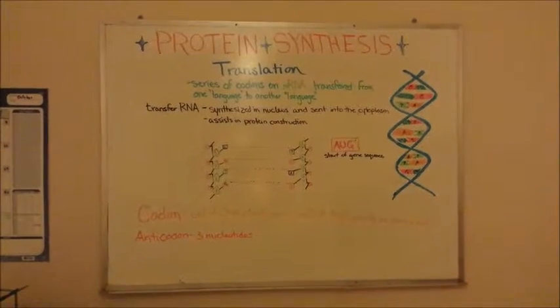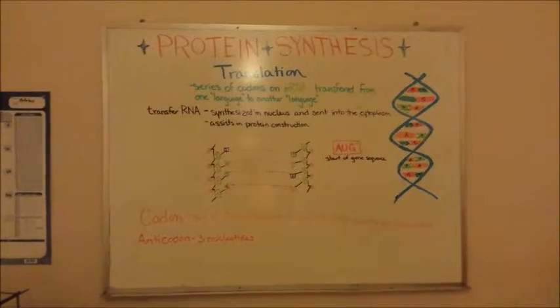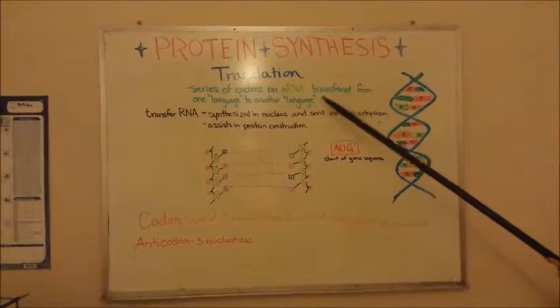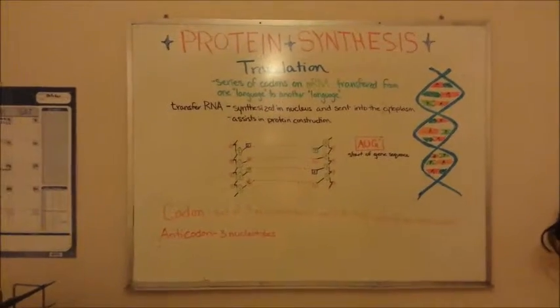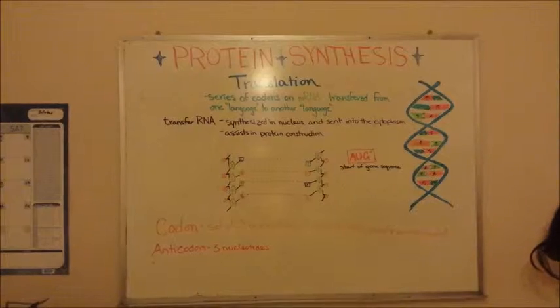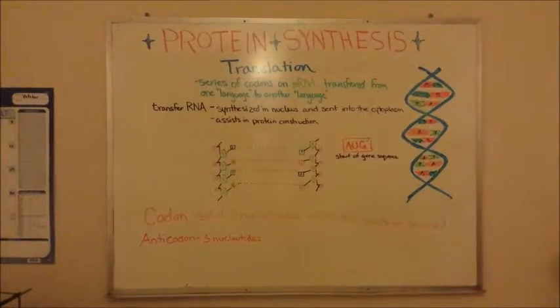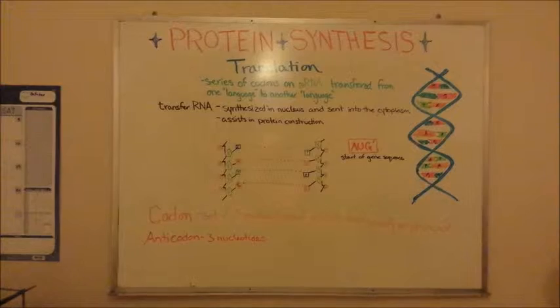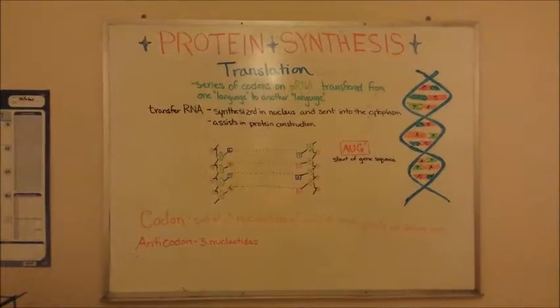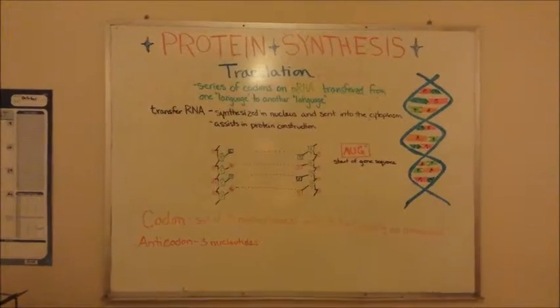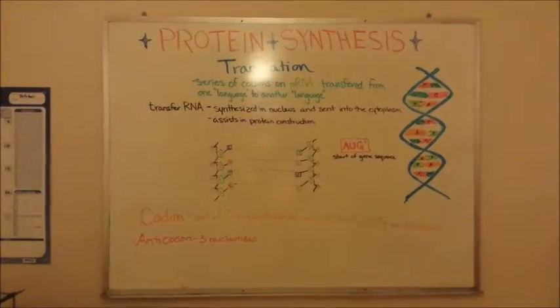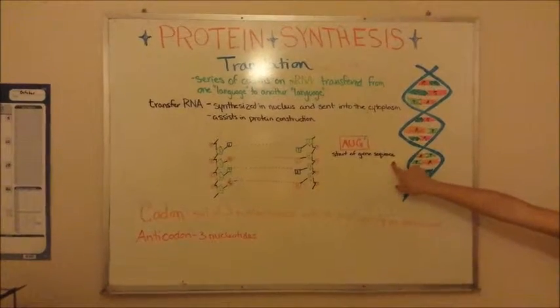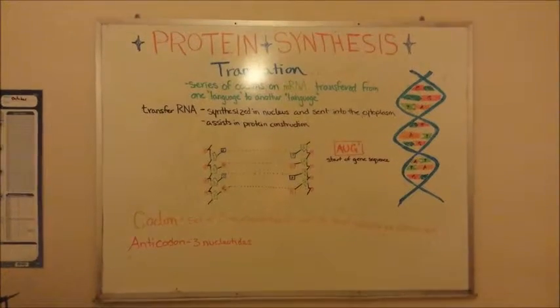Okay, so now that we understand transcription a little bit better, we're going to go a little more into translation. So translation is a series of codons on mRNA transferred from one language to another language. So these different languages are nucleic acid and amino acid. So they're two different basically sequences. The sequence AUG represents the start of a gene, so you can kind of see that represented here.